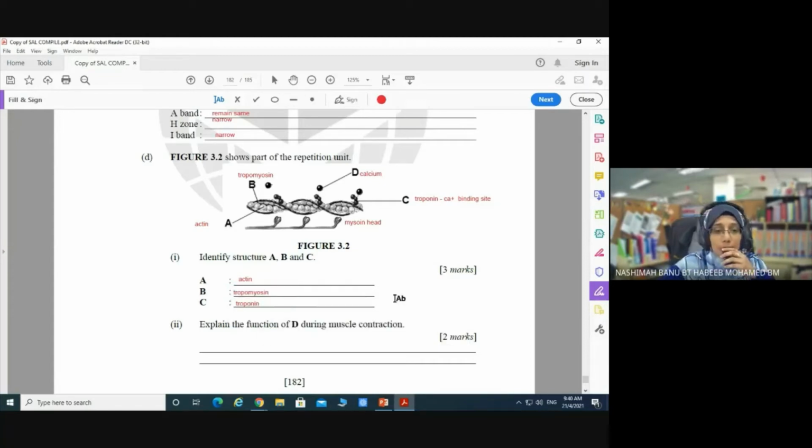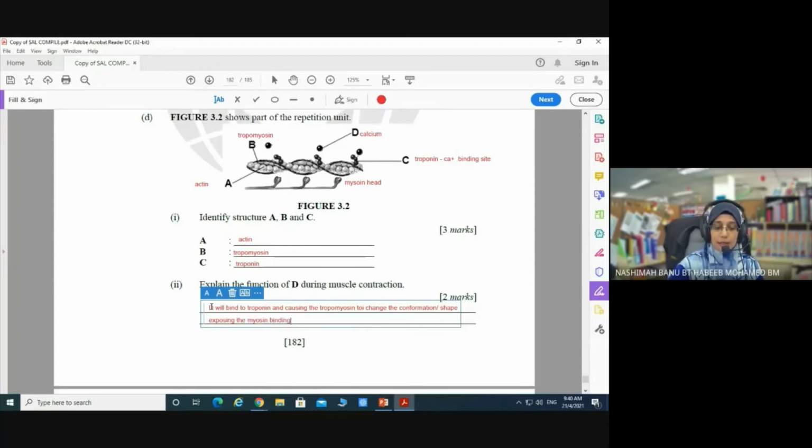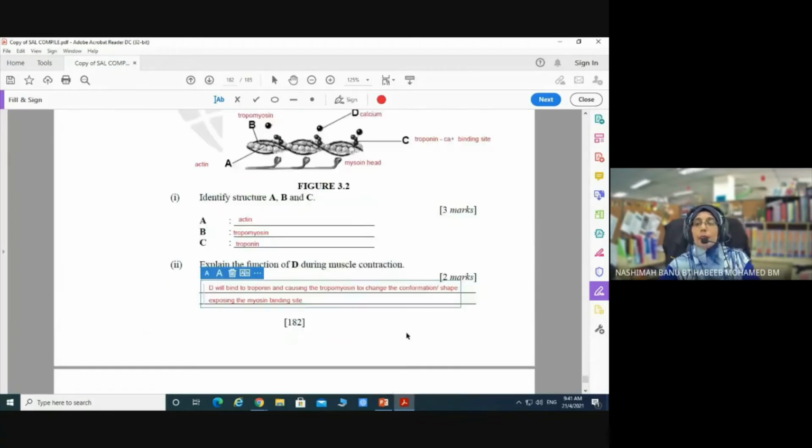Okay, it's a troponin. Alright, so explain the function of D. What is the function of D during the muscle contraction? So the D will bind to troponin, causing the tropomyosin to change the conformation, or shape. It will open up like that, exposing the myosin binding site. Alright, so that's all.